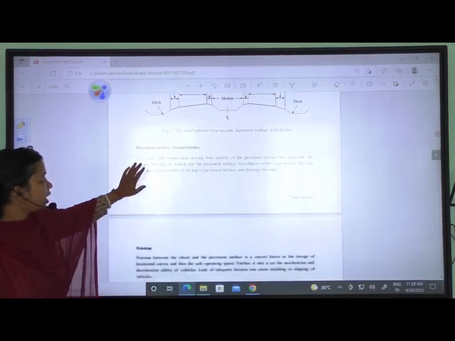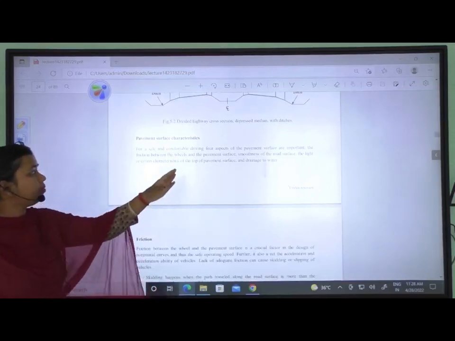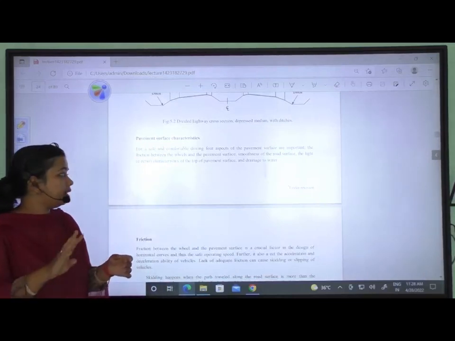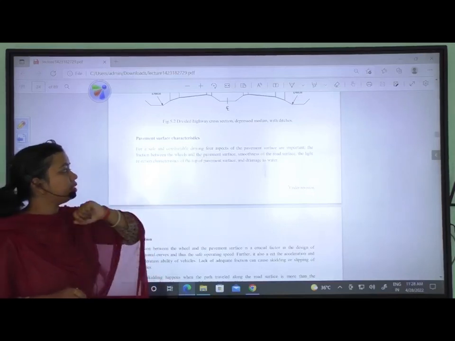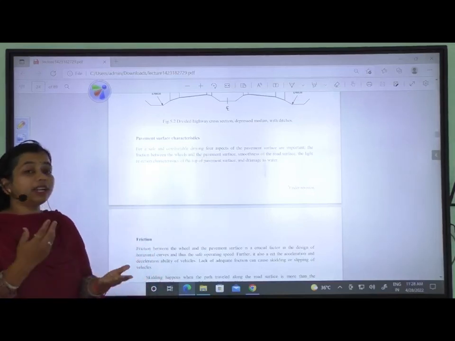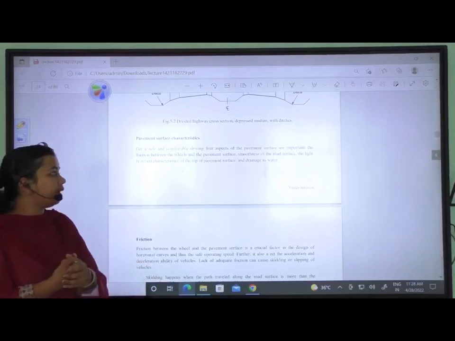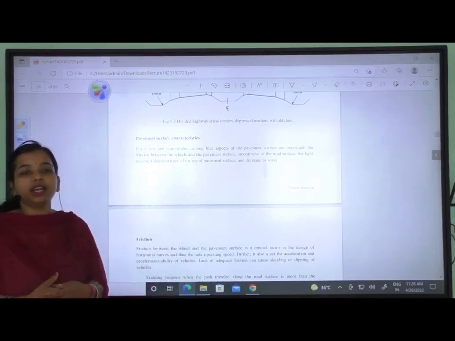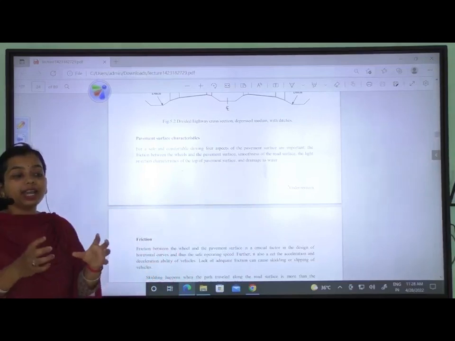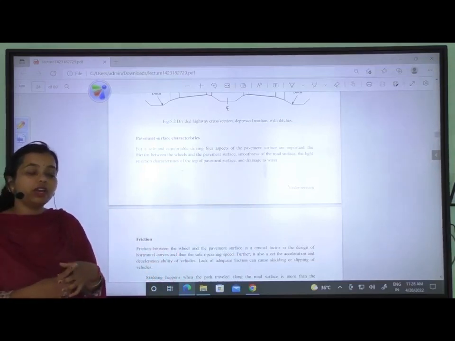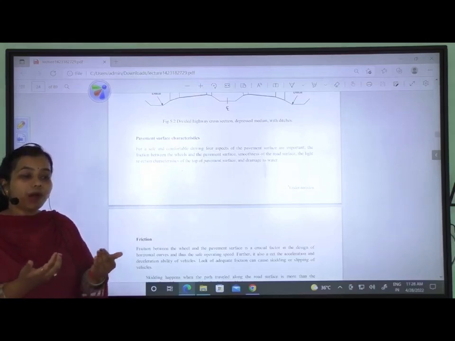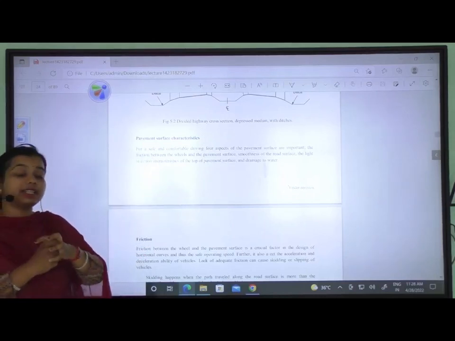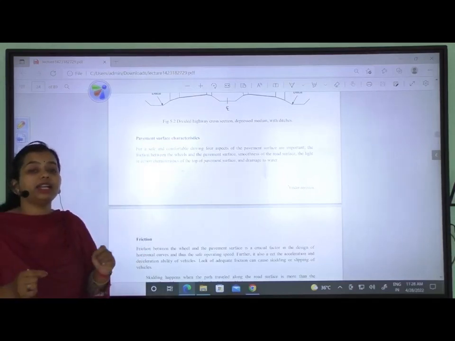Now pavement surface characteristics. For safe and comfortable driving, four aspects of the pavement surface are important: the friction between the wheel and the pavement surface, the smoothness of the road, and the light reflection characteristic of the top pavement. Like when you are traveling at night time and the light falls on the road, what type of reflection, what visibility we are getting through it. So that's important. The pavement surface characteristic is a very vital characteristic here.